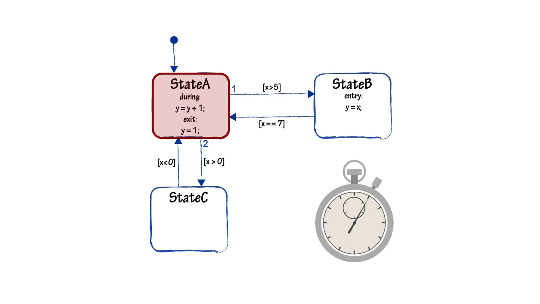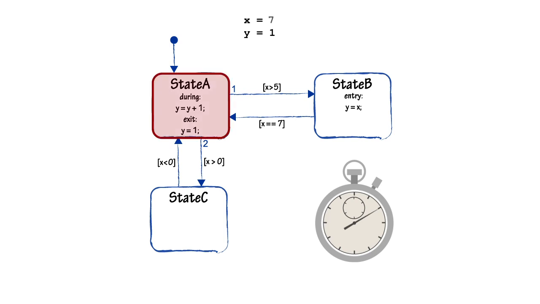Now the chart is starting in state A. Let's assume x equals 5. When the chart executes at this time step, the transitions are tested in their execution order. Stateflow tests the first transition, but it's not valid, so it tests the second transition, which is valid. Since Stateflow has found a valid transition, it transitions to state C. The exit action for state A executes, so Y is set to 1. And now chart execution is complete for this time step.